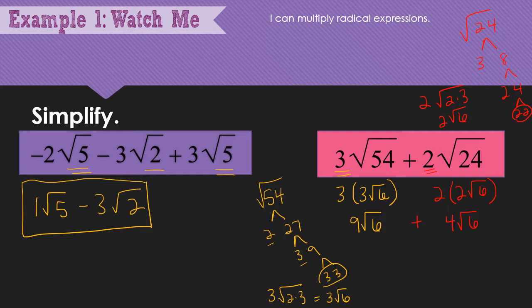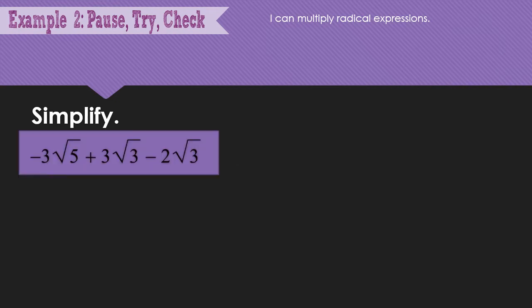I have a plus sign in between, and now these are like radicals. They're both the same radicand, the same number under the square root. So I can just add the coefficients out front. And 9 plus 4 is 13. So 13 square root of 6 is my final answer. Okay, so now would be a great time for you to pause, try one on your own, and come back and check. This first example, these are all simplified for me.